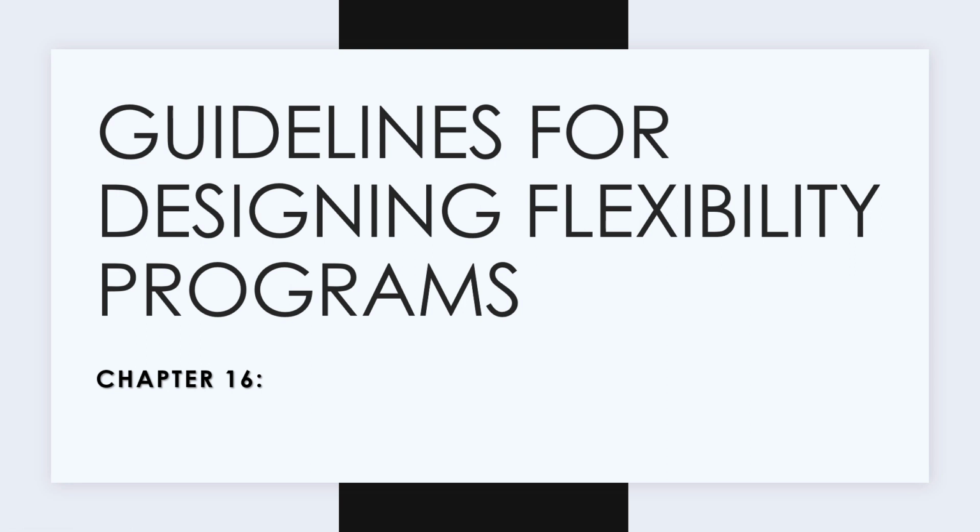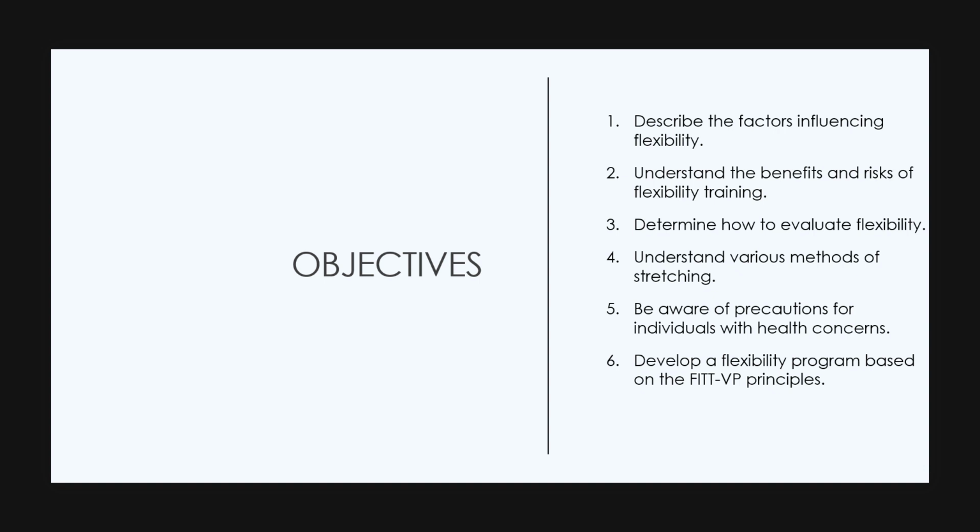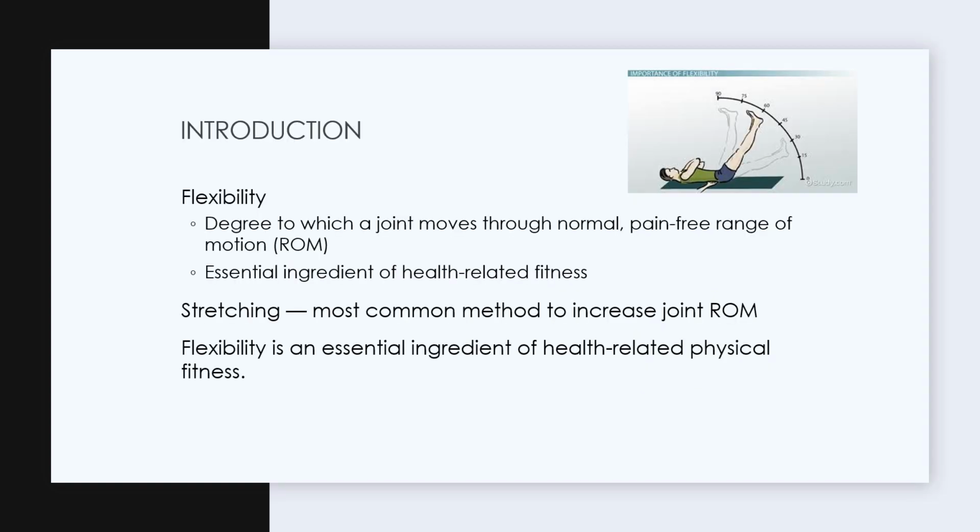So today we are talking about chapter 16, the guidelines for designing flexibility programs. The purpose of this chapter is to present flexibility as an essential ingredient of health-related fitness and to provide personal trainers or fitness professionals with a basic understanding of how to properly incorporate flexibility training into the exercise programs of healthy individuals. Flexibility refers to the degree to which a joint moves throughout a normal pain-free range of motion, or ROM.